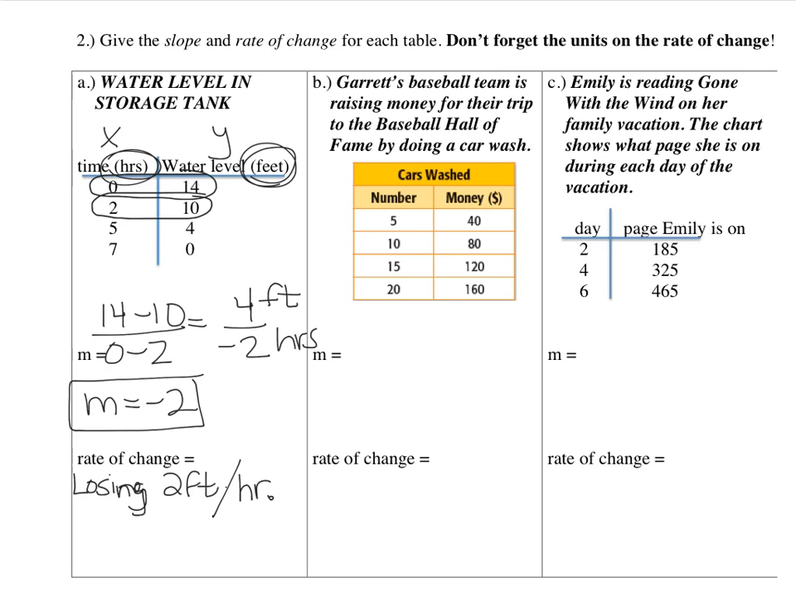All right, go ahead and stop the video and try B and C right now. Remember to put good labels on your rate of change.